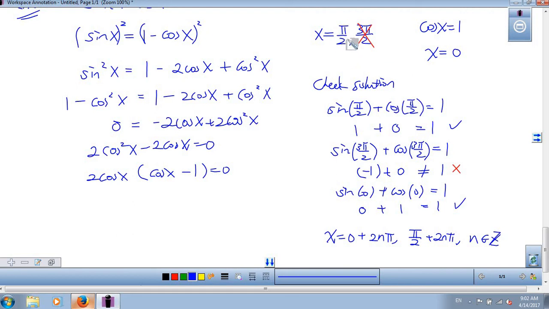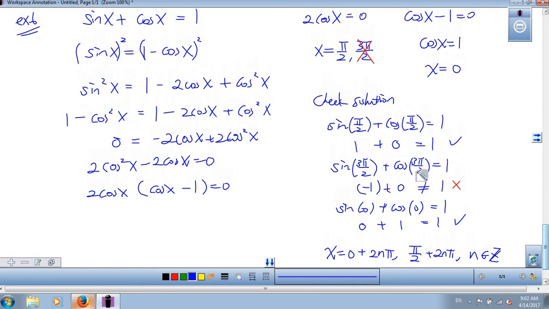So 3 pi over 2 was an extraneous solution that was introduced because we squared both sides of the equation. That's why we have to check the solutions, to make sure all the solutions we got are correct for the original equation. It doesn't work because sine 3 pi over 2 is negative 1, but when squared it becomes part of the solution. If we square it, of course it will equal 1 squared, but we're looking for the equation before the square, so it doesn't work.